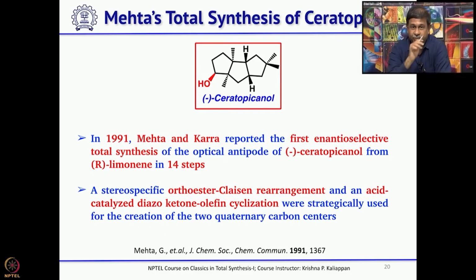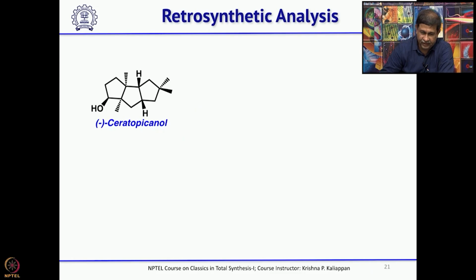Here it is a chiral approach, and in the chiral approach he started with limonene as a chiral starting material, and he also used 2 key reactions. One is Johnson's orthoester Claisen rearrangement, the other one is acid mediated or catalyzed diazoketone olefin cyclization to get a cyclopropane, followed by opening up the cyclopropane to get the 5-membered ring. Okay. Let us see how he did.